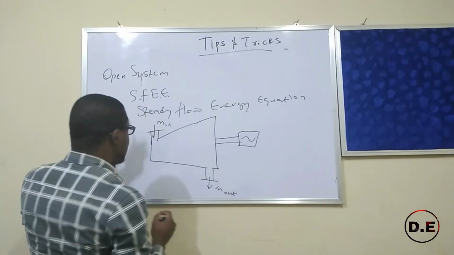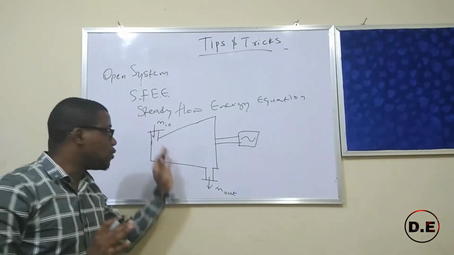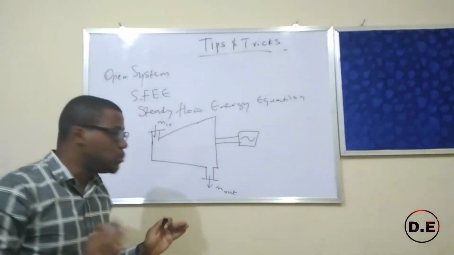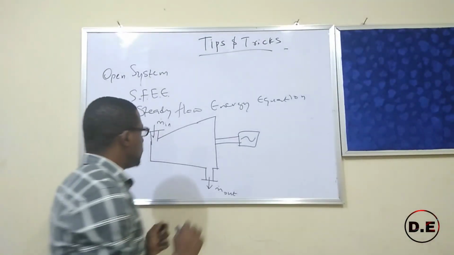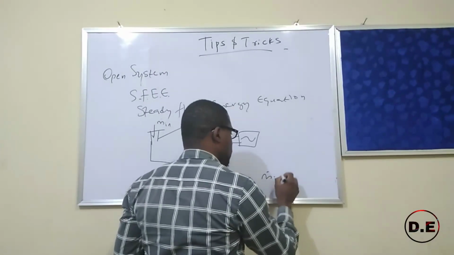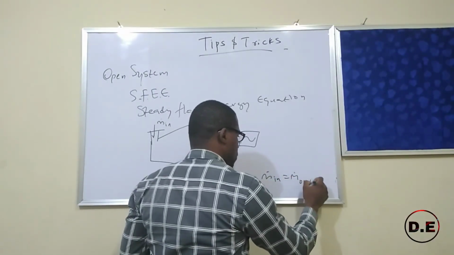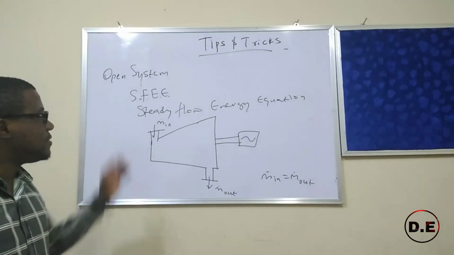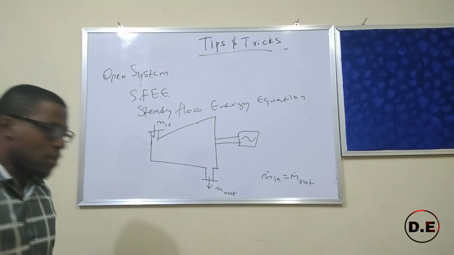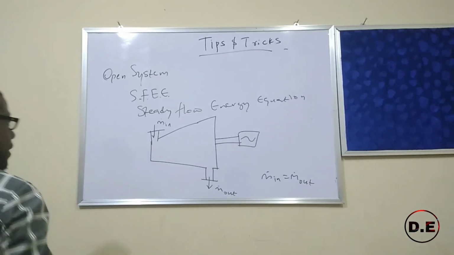Now you recall that for a steady flow system, an open system, the number one assumption is that the mass flow through the system is constant. Okay, so that means m dot in is always equal to m dot out. Okay, so that being said, as a review, let's say we have this, and the steam again.